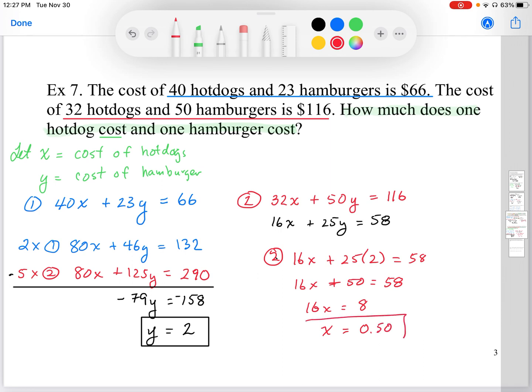Okay, so the cost of each hot dog is 50 cents. The cost of each hamburger is $2.